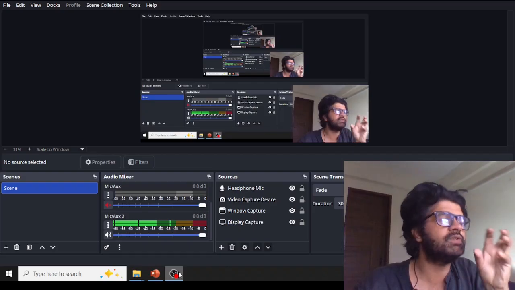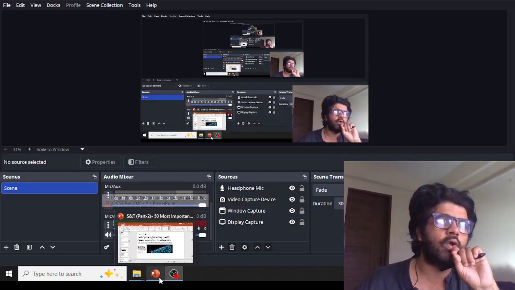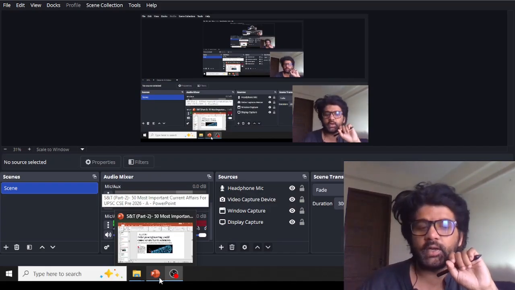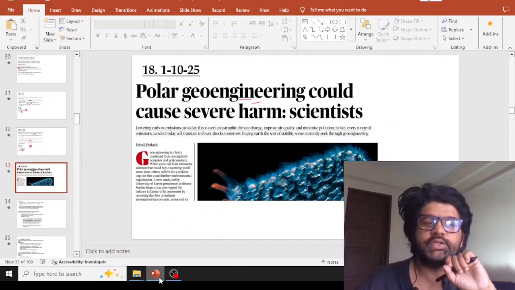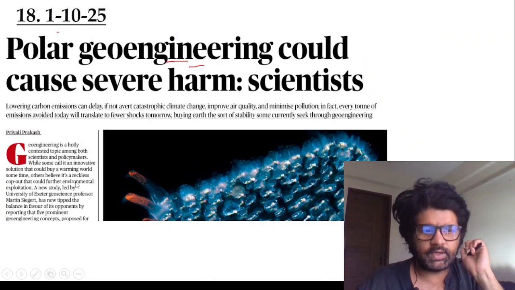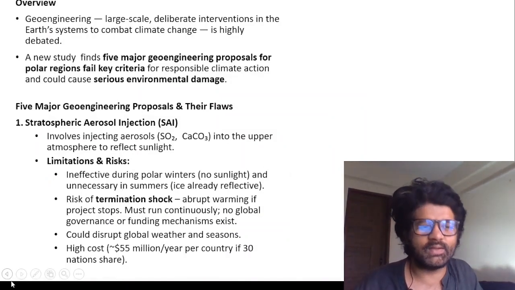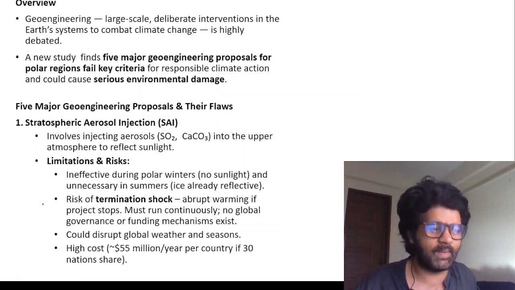Stratospheric aerosol injection, we inject aerosol particles. Now what are aerosols? They are solid and liquid particles suspended in a gaseous medium. These aerosols reflect back sunlight. So these are different processes we do, which are different types of polar geoengineering. And this article is saying that rather than doing something good, they are actually doing something bad here.